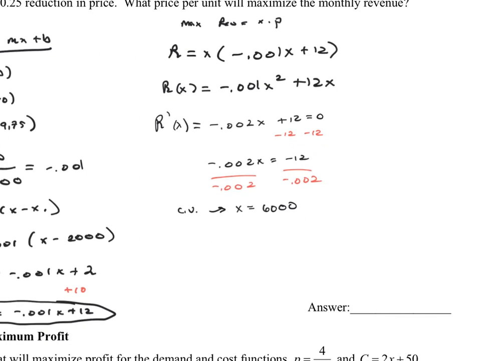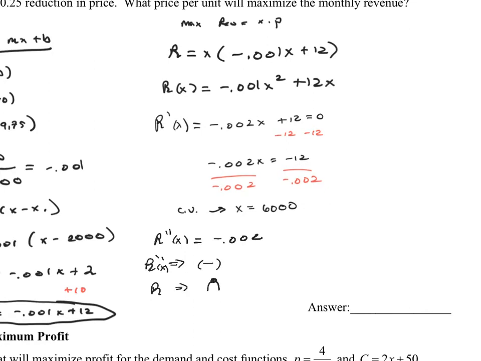I need to prove that this is a maximum. The way that I prove that it's a maximum is the first or second derivative test. Second derivative is really easy to find here, so I'll find the second derivative, which would be negative 0.002. Derivative of x is 1, derivative of 12 is 0. So that tells me my second derivative is always, regardless of the x value, negative.